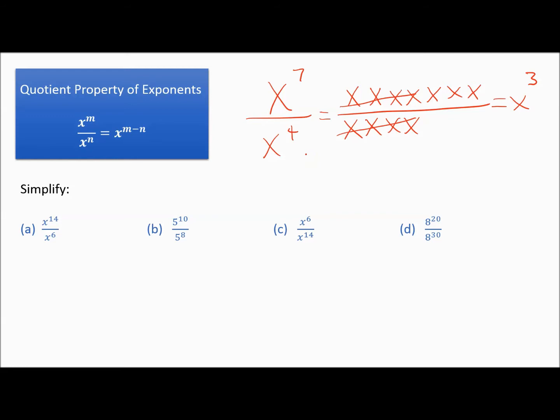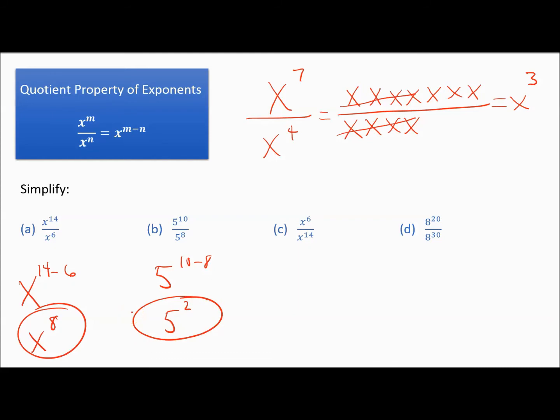Okay, so let's look at a few examples down here. If I have x to the 14th divided by x to the 6th, that would be x to the 14 minus 6, which would result in x to the 8th. If I have 5 to the 10th divided by 5 to the 8th, again, what you're looking for is that you have a common base. These are both 5s. If these were different numbers or different variables, of course you couldn't apply this rule. So 5 to the 10 minus 8 is 5 to the 2nd power. That would be exponential form. We all know 5 to the 2nd is 5 times 5, which is 25, and that would be simplified form.